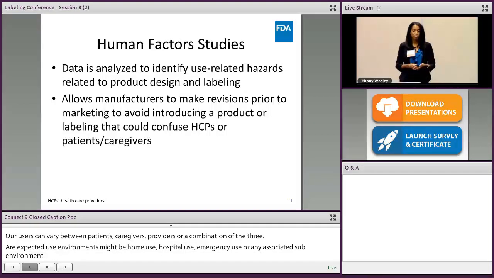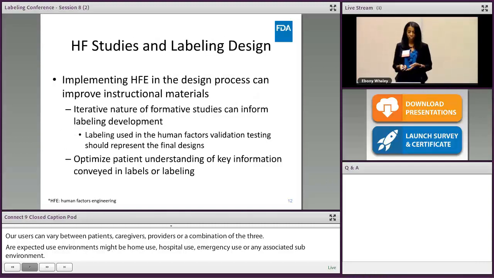Human factors engineering process can be helpful in identifying use-related hazards associated with the product's overall design or the labeling. And conducting human factors studies allows manufacturers to make revisions to a product's design or label prior to introducing a potentially confusing product or labeling to the market.